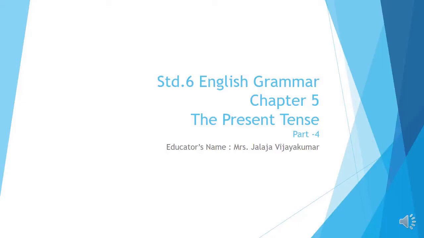Hello children, let us continue chapter number 5 in English grammar, the present tense. We have already covered the simple present tense, the present progressive tense. Today let us do present perfect tense, present perfect continuous tense. Okay children?